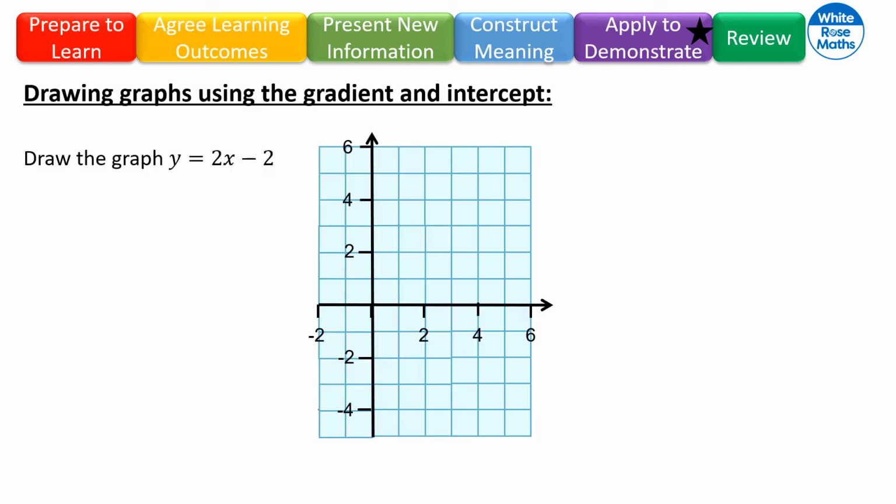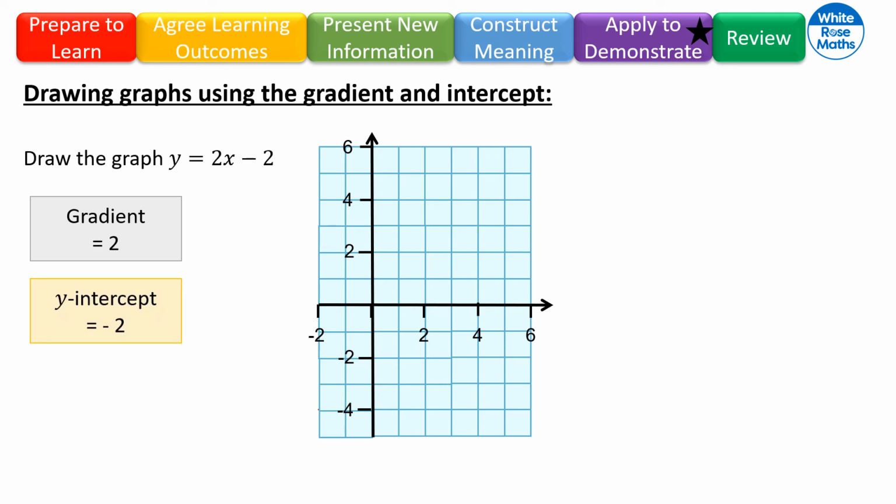So our next part, and nearly at the end, is about drawing graphs using the gradient and the intercept. So we've got here a question that says draw the graph y = 2x - 2. So I'm going to show you a quick way of drawing the graph using what we already know about the gradient and intercept. So I can see from this question that the gradient is 2 and the y-intercept is -2.